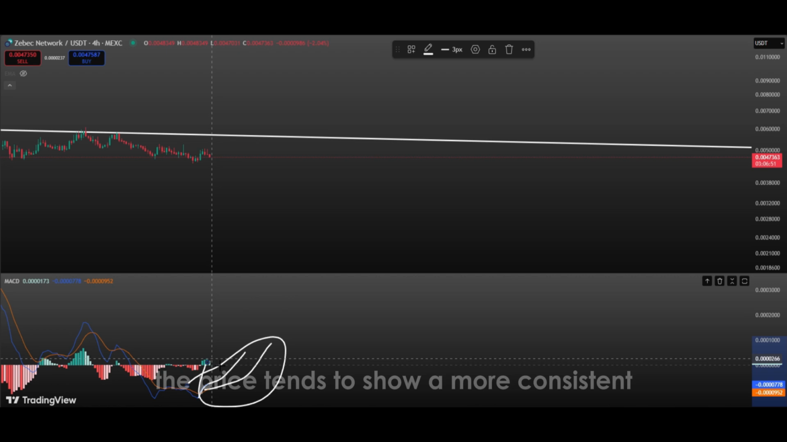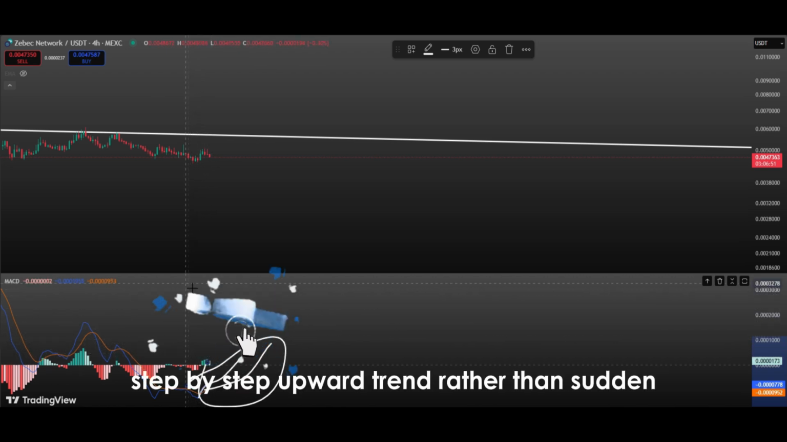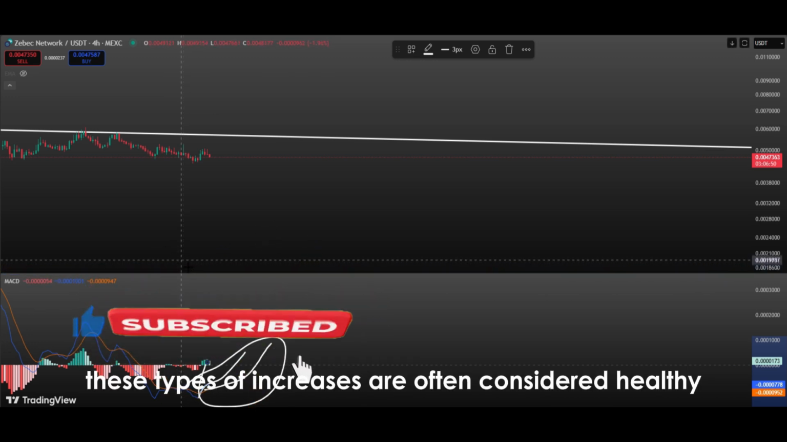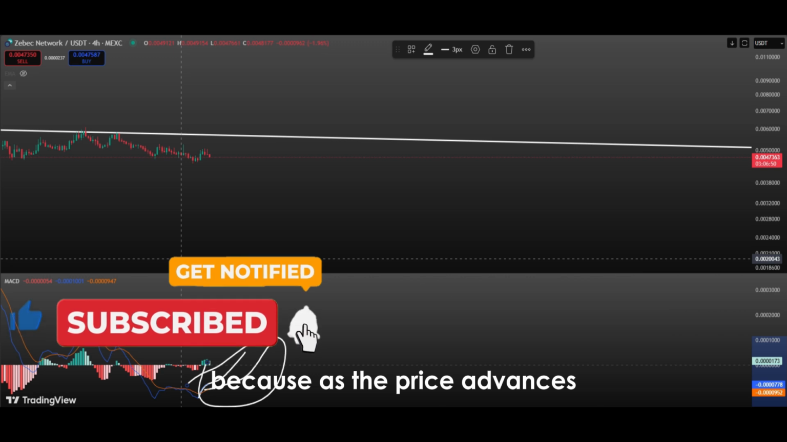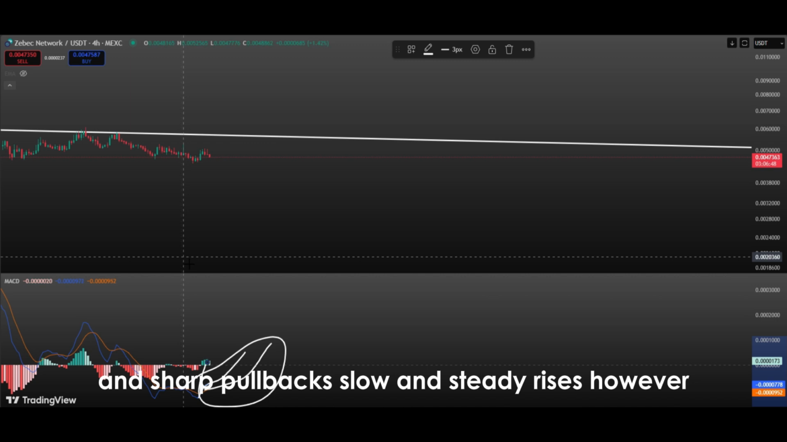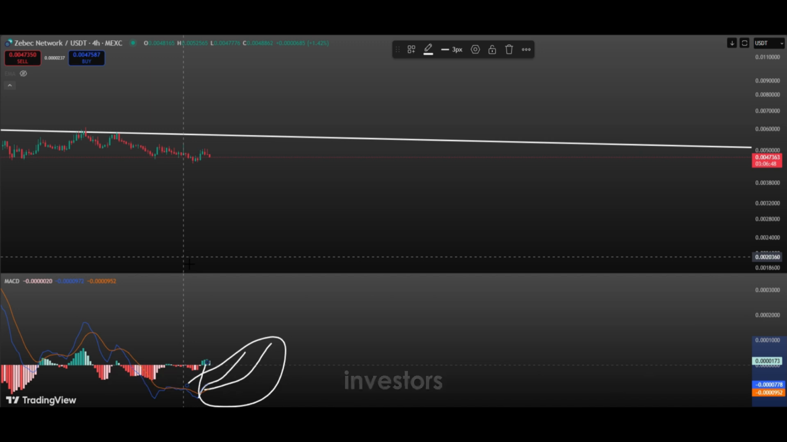In such a case, the price tends to show a more consistent step-by-step upward trend, rather than sudden and sharp spikes. These types of increases are often considered healthy because as the price advances with small corrections along the way, the trend is more likely to last longer. In contrast, rapid pump movements tend to lead to quick profit-taking and sharp pullbacks. Slow and steady rises, however, create an environment more suitable for long-term investors.